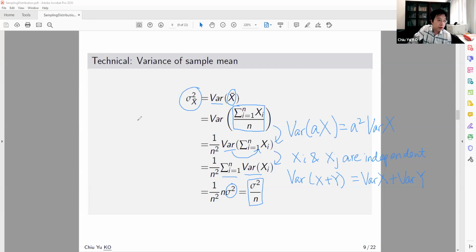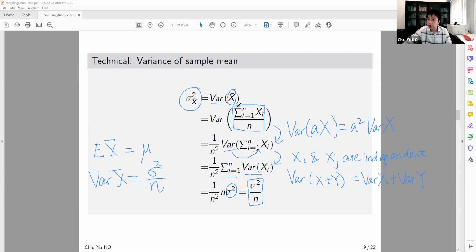So what we have shown, just to remind you, is that expected X bar is mu, which is nice, unbiasedness, and the variance of X bar is sigma square over n. So the idea is that the variation of the sample mean is much smaller than the overall population variance. Okay. Is that okay? No question?